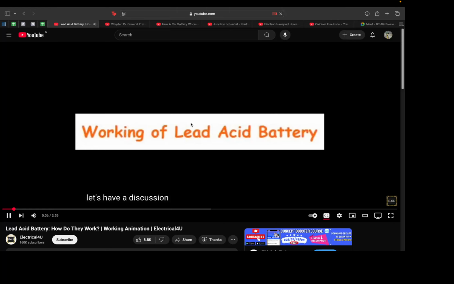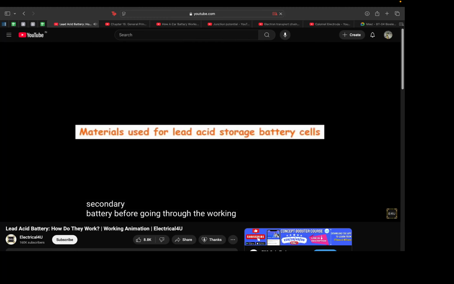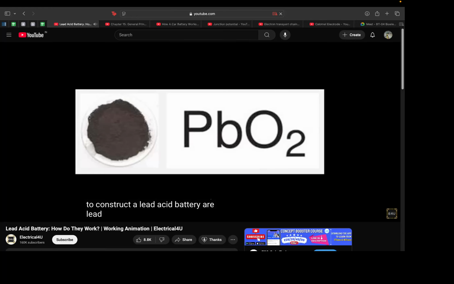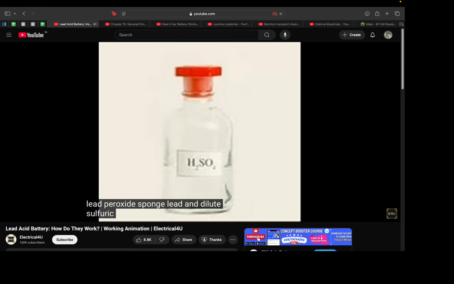Let's have a discussion on the working principle of the lead acid battery. This is very commonly used as a storage battery or secondary battery. Before going through the working principle, we should know about the materials used for lead acid storage battery cells. The main active materials required to construct a lead acid battery are lead peroxide, sponge lead, and dilute sulfuric acid.